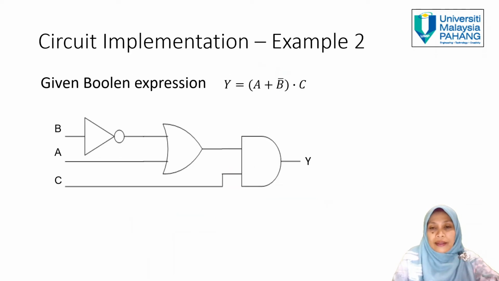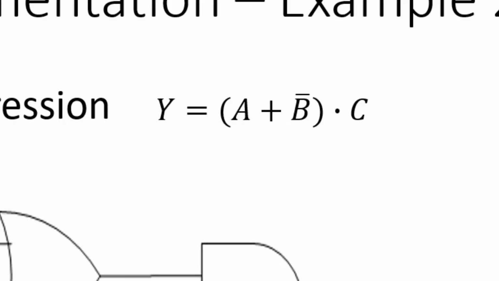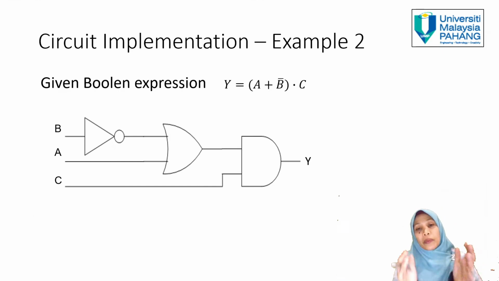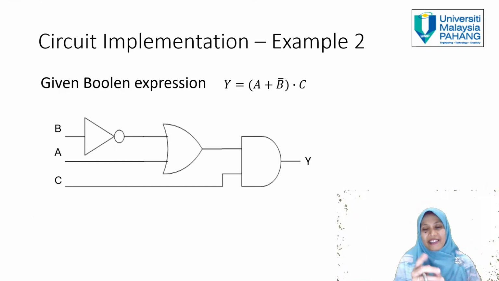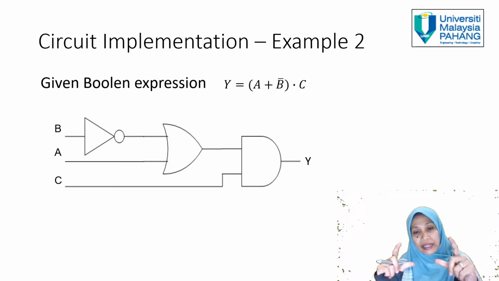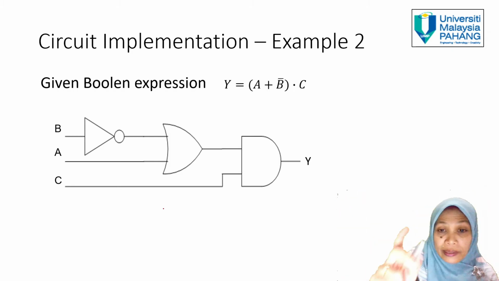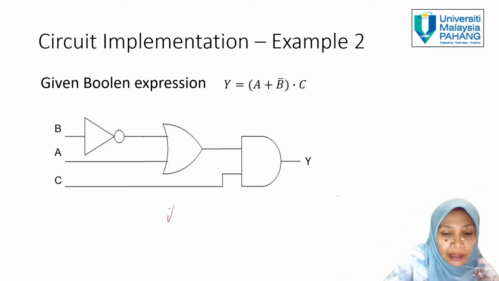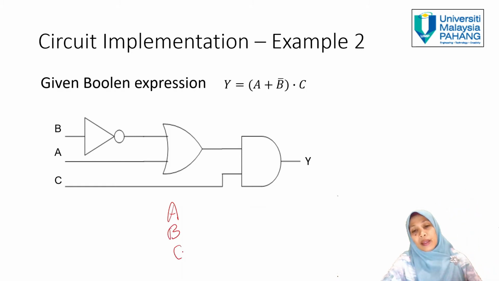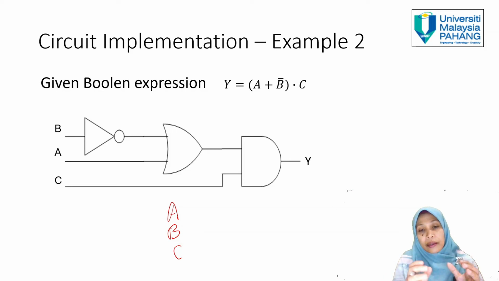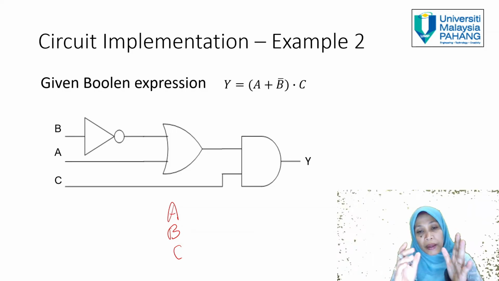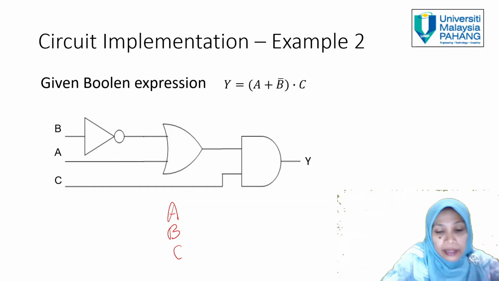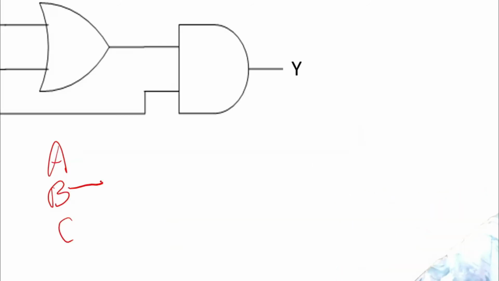Alright, next, example number 2. Y equals (A plus B bar) dot C. So, which operation is performed first? Yes, very good. The expression in the bracket. Alright, what are the inputs involved here? A, B, and C. And then the expression in the bracket is A plus B bar. So, we need the inverter here.